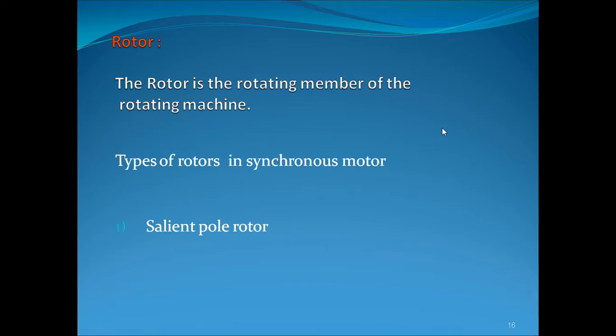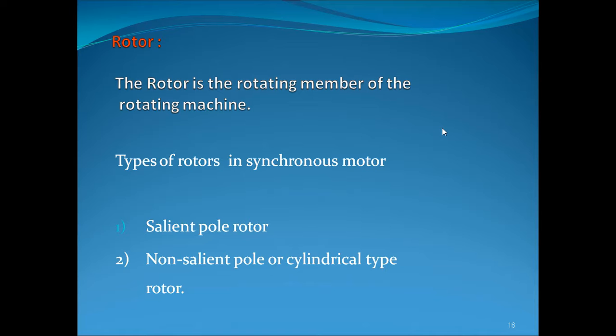What are the types of rotor? We have two types of rotor: one is salient pole rotor and the other is non-salient pole rotor, also called cylindrical type rotor. So what is rotor? A rotor is the rotating part. The name itself says it is rotating, that's why it is called the rotating part. It is mainly used to house the magnetic poles and magnetic fields.